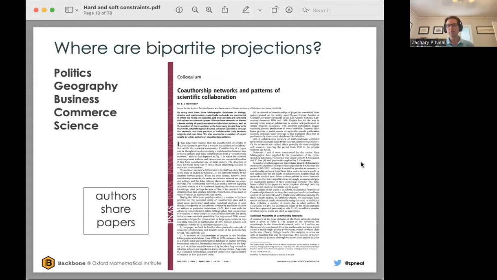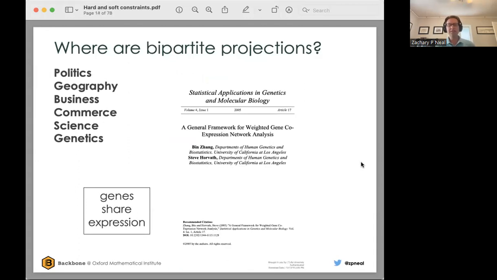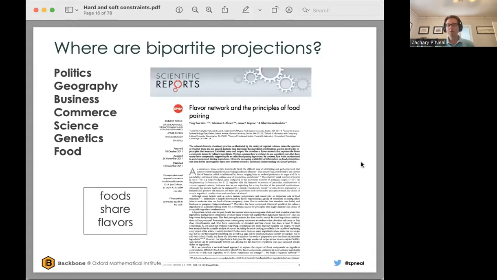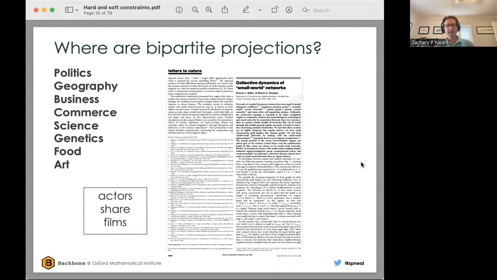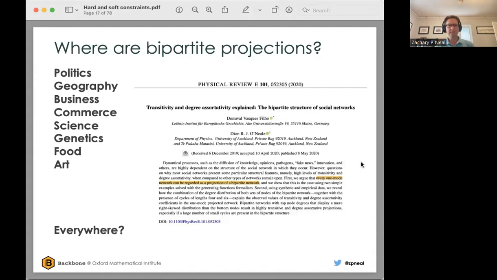In science, where authors share papers. In genetics, where genes are co-expressed. In food, there's a fun paper where foods share flavors. In the classic small world paper, we see actors sharing films. And in fact, many have suggested that any one-mode network that we observe can be conceptualized as a projection of some observed or unobserved bipartite network. So the upshot here is that bipartite projections are incredibly common.